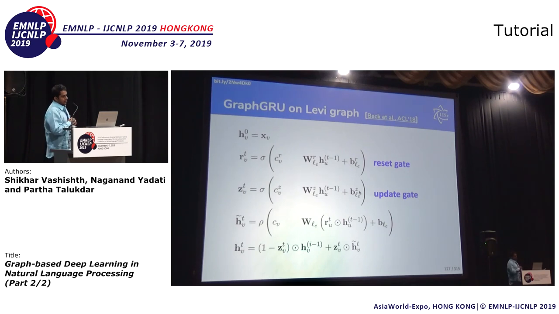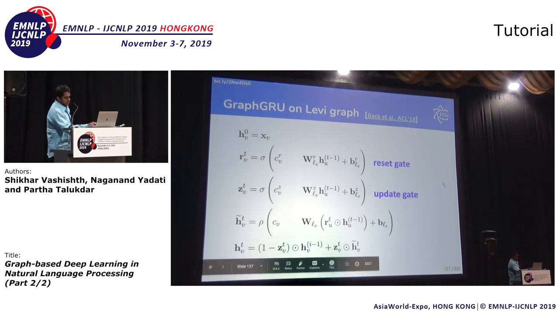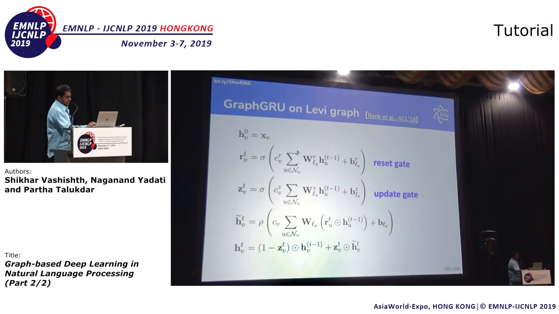Now we can define a gated recurrent unit on the Levy graph. It is very similar to the standard GRU equations that we have here. We have the reset gate operations and update gate operations. The graph version of it will essentially have some neighborhood feature aggregation in the reset gate operations, update gate operations, hidden layer computation, etc.